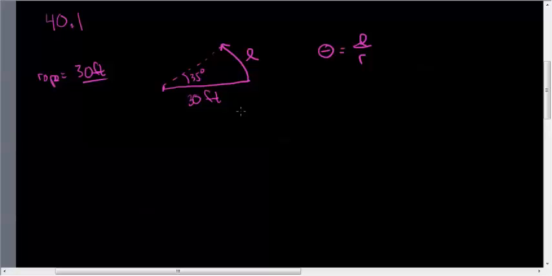Okay, this is lesson 40 homework questions. We're going to start with number 1. Lesson 40, number 1. This is the one where the dog is on the rope.